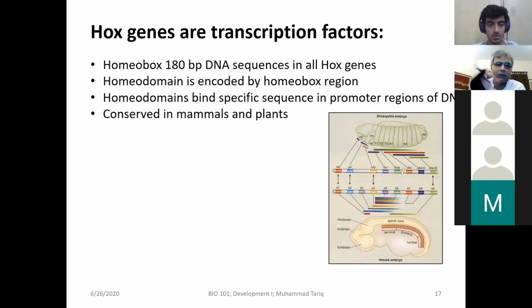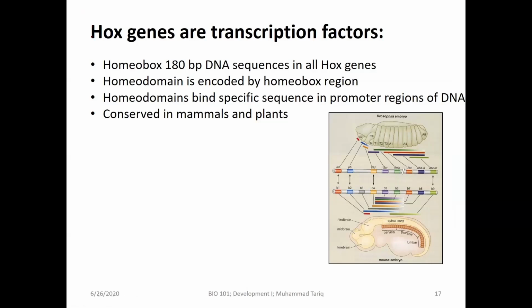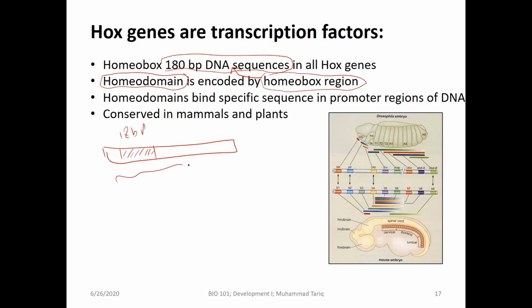The Hox genes. We already talked about what the Hox genes are. At molecular level, the Hox genes contain a specific region in their proteins which is encoded by a 180 base pair DNA sequence, and in protein we call this region the homeodomain. This homeodomain or homeobox region is this 180 base pair region. So at the DNA level you have this 180 base pair region, messenger RNA is made, and then this protein is made where, let's say, this is the region which is the homeodomain.